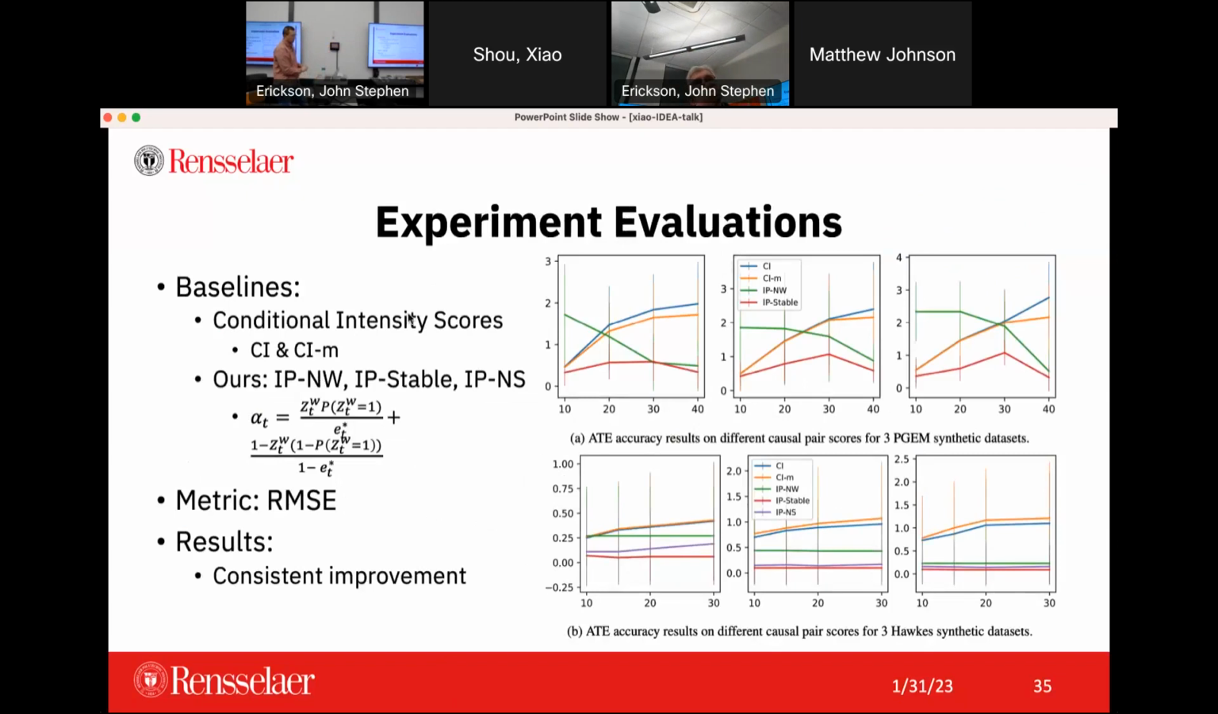And here are some experimental evaluations that we've done in the past. Using our approach, here specified as IPW stable, results in the lowest root mean square error, which you can see is the peak line here. So it's consistently improving upon the other models.